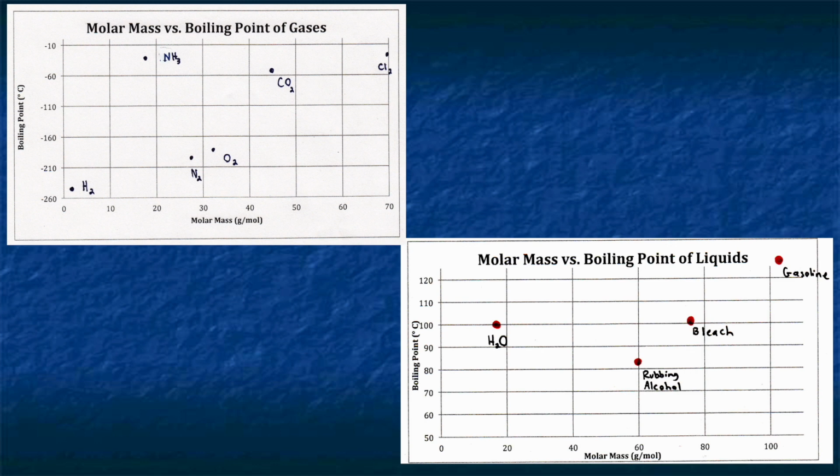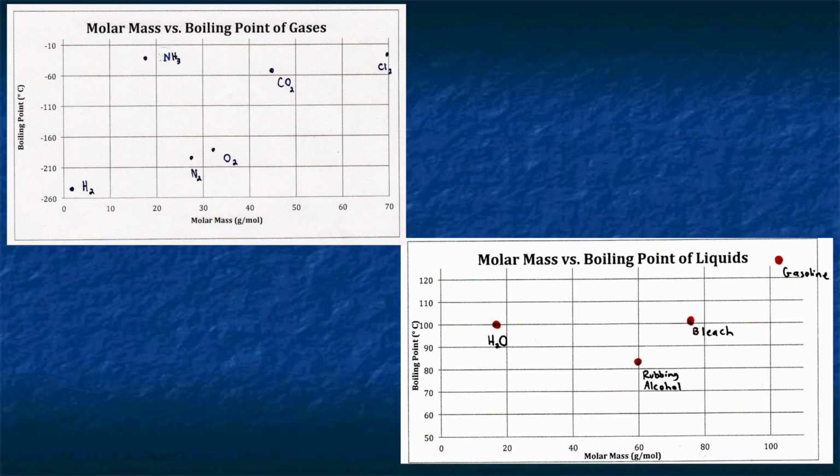We can see a really nice, mostly linear progression of hydrogen to nitrogen to oxygen to carbon dioxide to chlorine, where it seems to be a roughly linear progression of the bigger the molar mass, the higher the boiling point, with an exceptional outlier being ammonia, NH3.